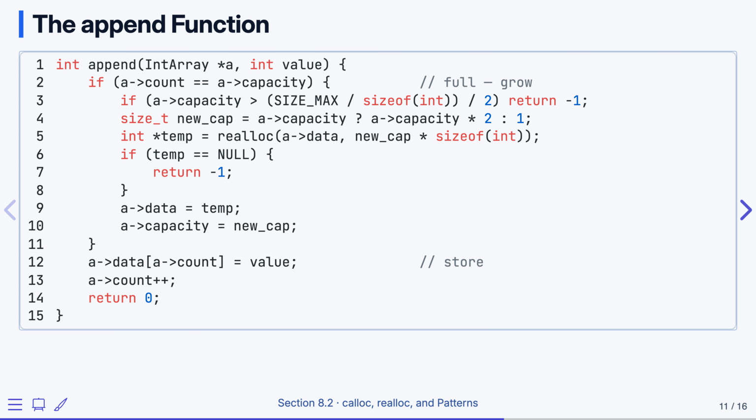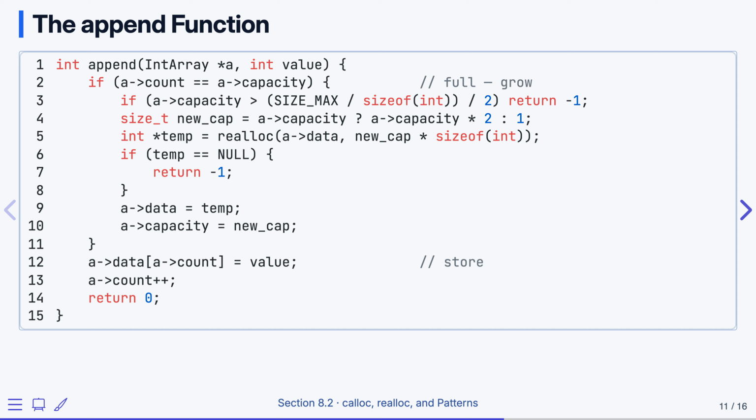This is the heart of the dynamic array, the append function. It takes a pointer to the array struct and a value. First it checks, is count equal to capacity? If yes, the array is full, so we grow. We compute a new capacity of twice the old one and call realloc with the temporary pointer pattern. If realloc fails, we return -1 and the old data is safe. If it succeeds, we update the data pointer and the capacity.